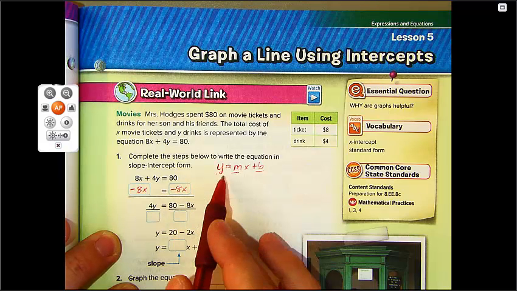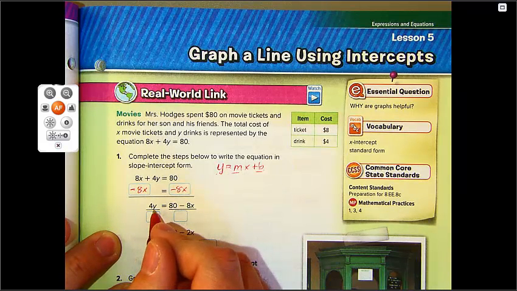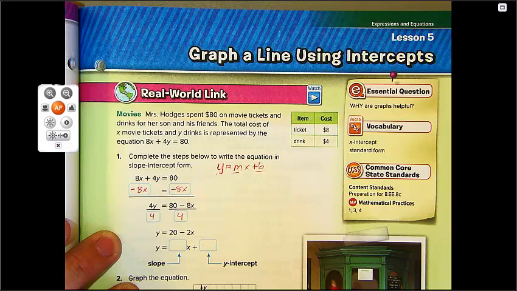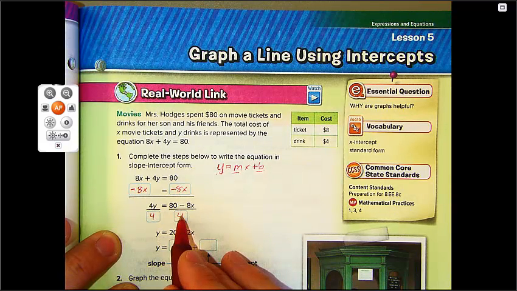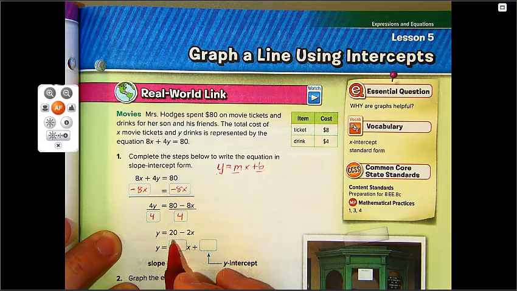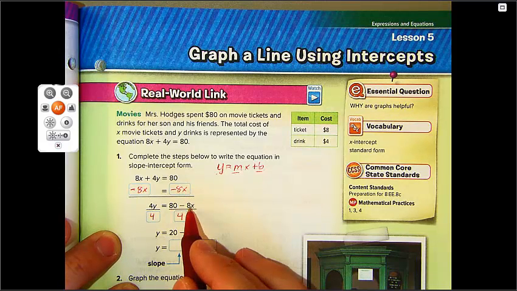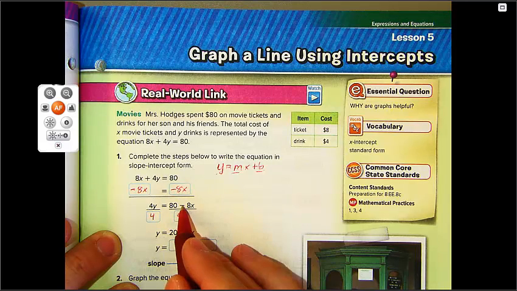After that, we notice that we need y by itself for y equals mx plus b form. So here y is being multiplied by 4. How do we get rid of multiplying by 4? We divide by 4. So that means we have to divide that side by 4. So we get left with y equals 80 divided by 4, we have 20. And then 8 divided by 4 is 2. So don't forget the minus is a negative.